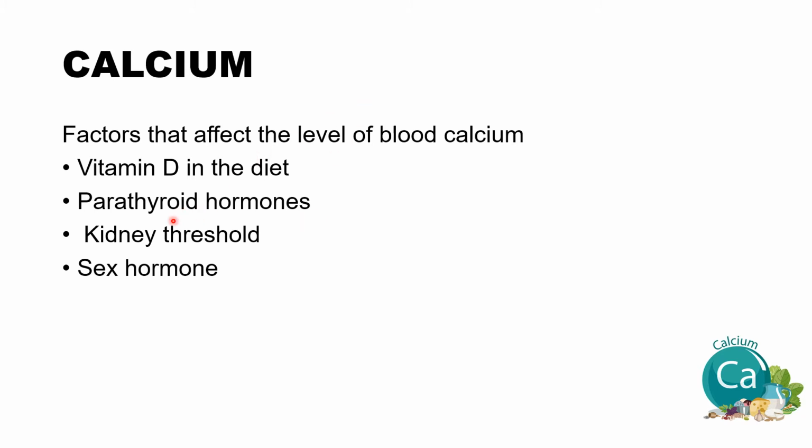Then, you also have yung kidney threshold na tinatawag. So, in a normal adult animal, yung mga extra calcium na na-absorb doon sa kidney, it is readily excreted into urine. And then, last is yung sex hormone. An example is this: if it has low level of estrogen hormone, it can cause poor absorption of calcium. So, yun yung mga factors that may affect the level of blood calcium in the body.